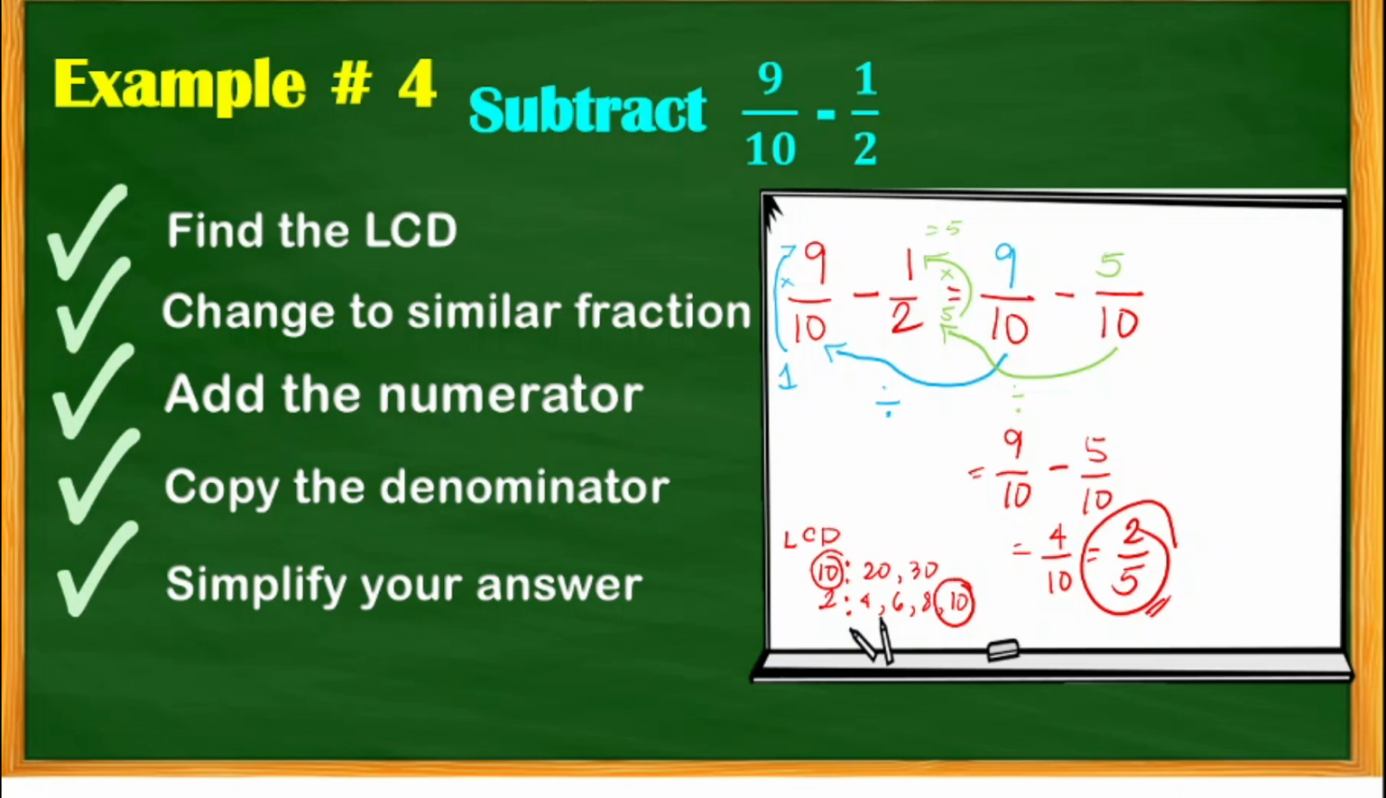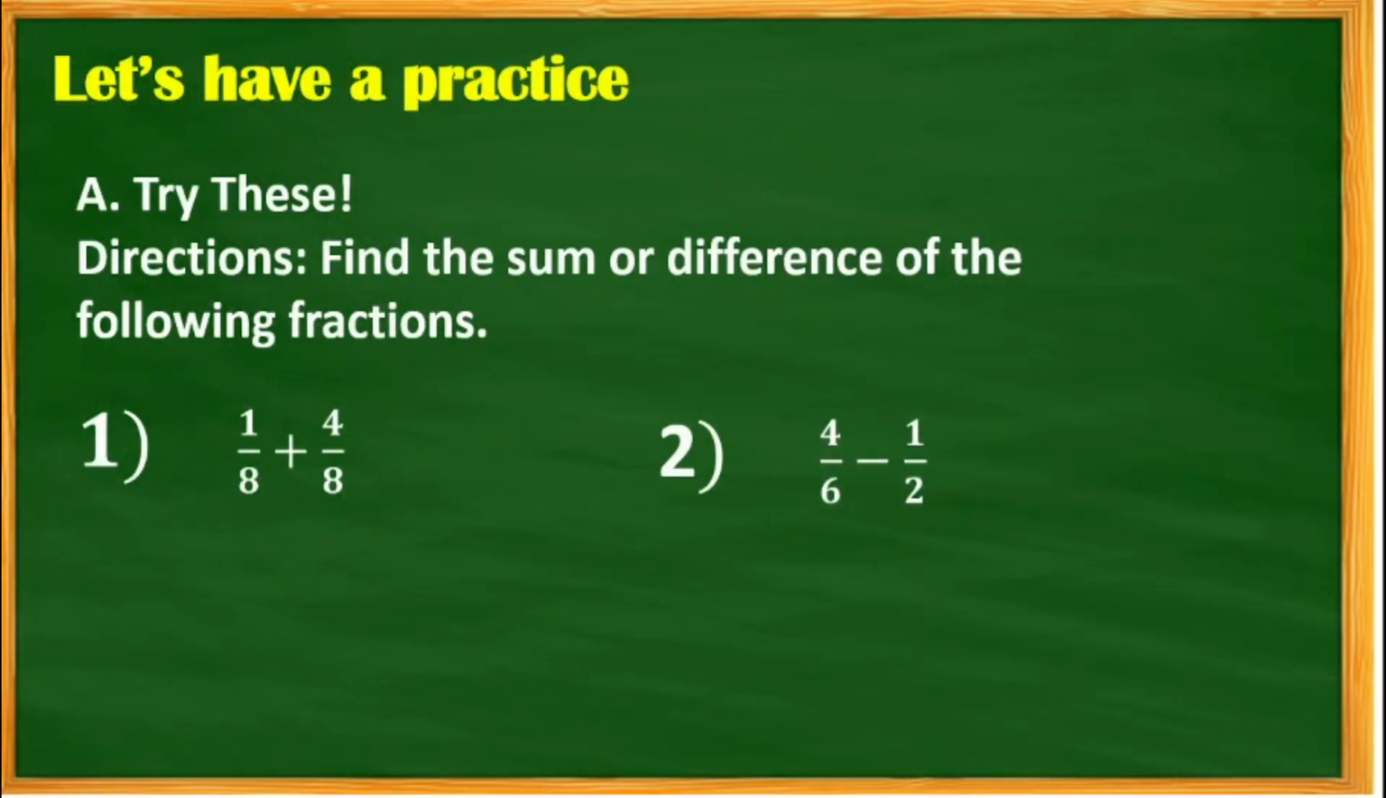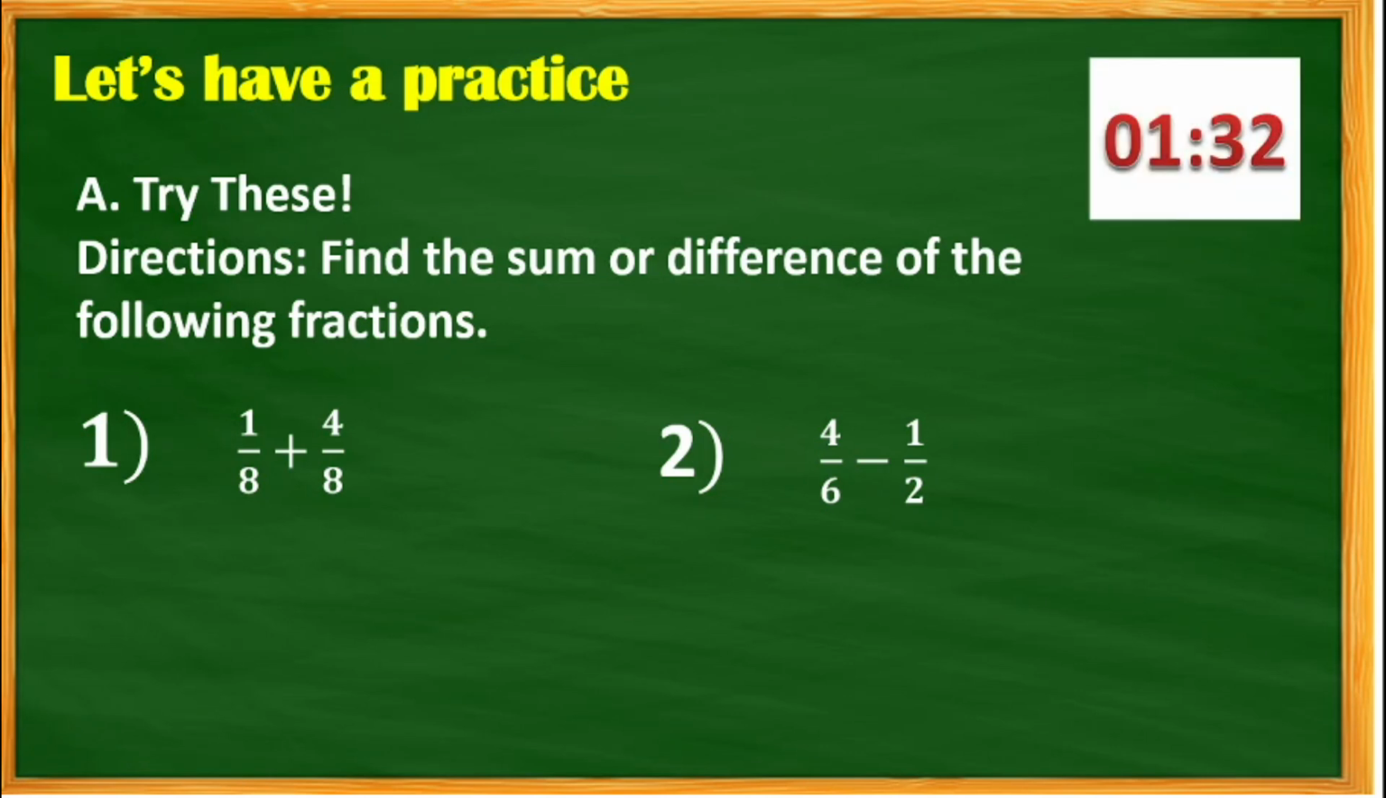Okay, so very good, grade 4 pupils. I hope you already know how to find the sum and the difference of similar and dissimilar fractions. Now, it's your turn. You're going to find the sum or the difference of the following fractions. Number 1, 1/8 plus 4/8. Number 2, 4/6 subtracted by 1/2. You have 2 minutes. Timer starts now.